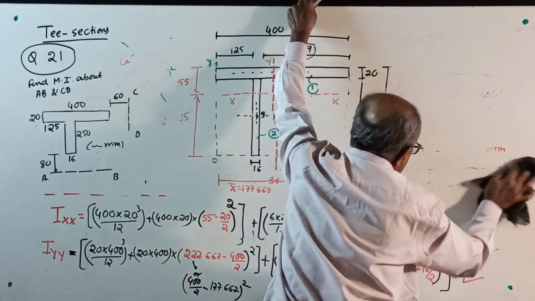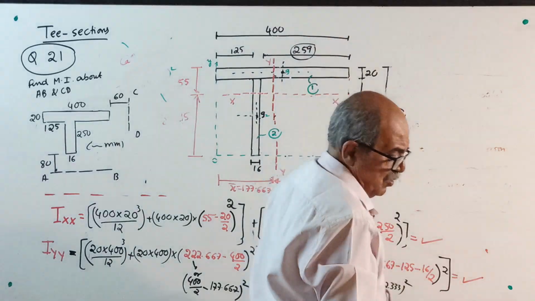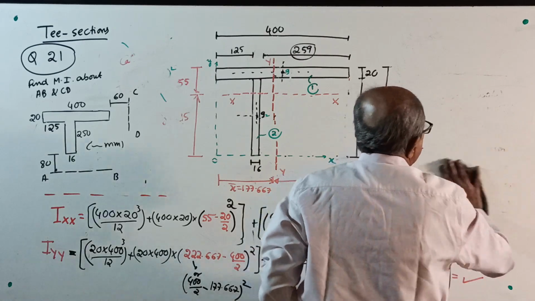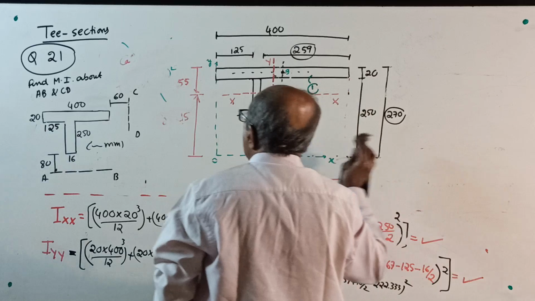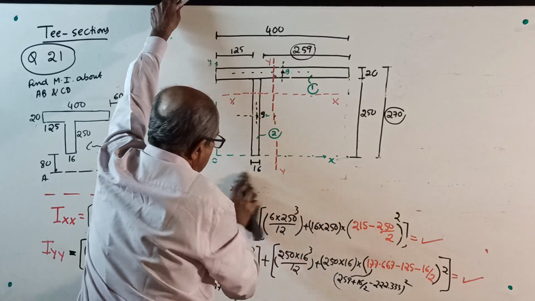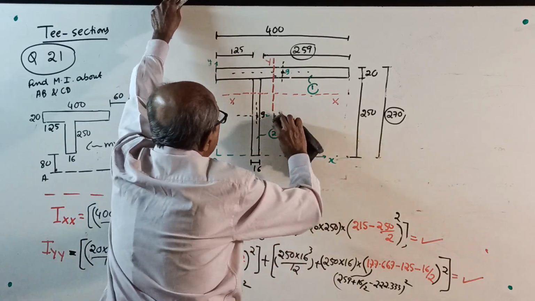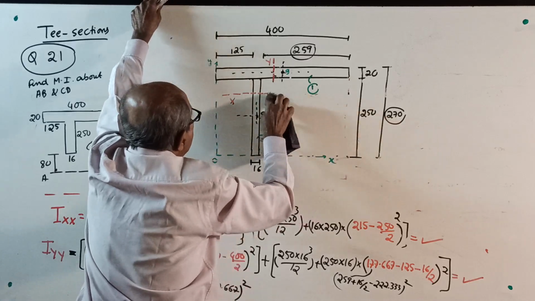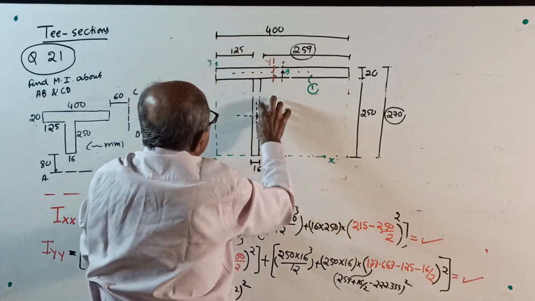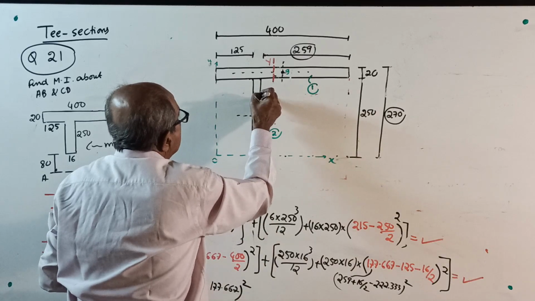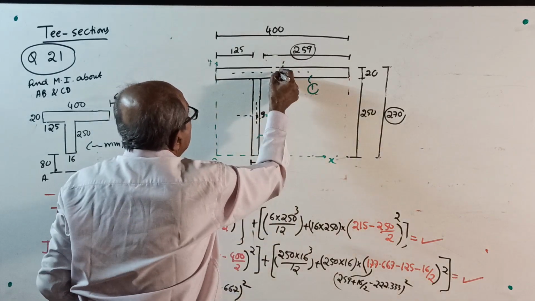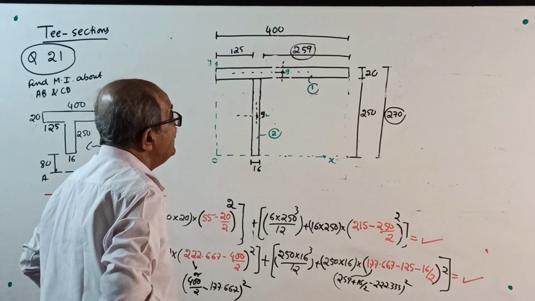In this question, moment of inertia is required about two given axes. One of them is called AB, the other is called CD. They do not want moment of inertia about the centroidal axis. Therefore, in this question, the centroidal axes, that is XX and YY, are not required. If you locate them, you are wasting your time, because they want moment of inertia about these two axes: one is AB, the other is CD.